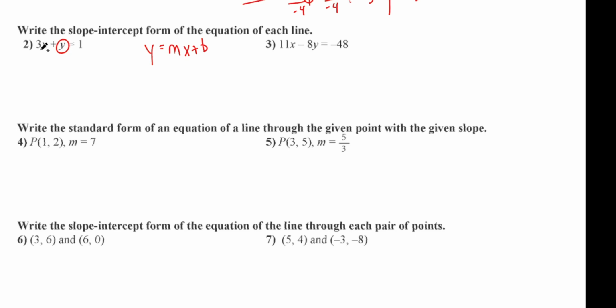We get rid of that 3x. That 3x is being added, so how do I get rid of something that's being added? I subtract. Subtract a 3x. Remember what I do with that 1? I kind of push it over here to the side, and then I put the negative 3x in here. And that is how you want to write it.